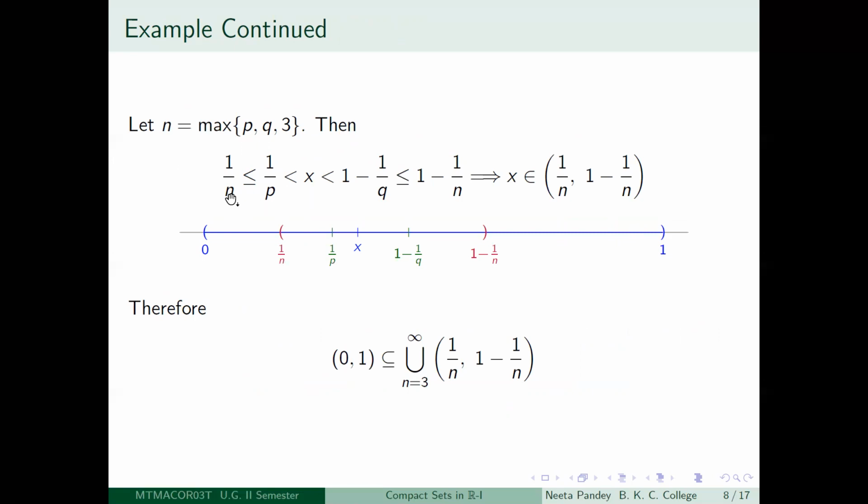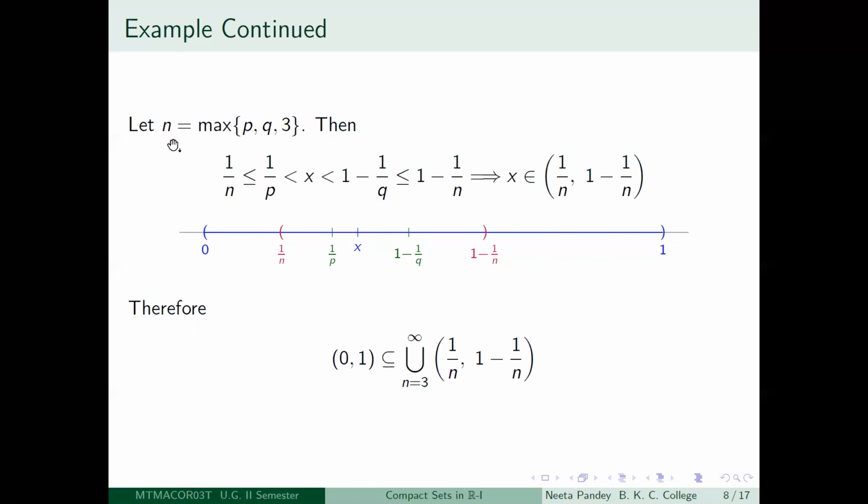So what happens to 1 by n? 1 by n becomes strictly less than x, right? I've tried to draw the figure with the necessary points only. I have left out the other points. So I have this x point in the open interval 0 to 1. By the Archimedean property, I have got this 1 by p, and I have also got 1 minus 1 by q, so that x lies strictly between 1 by p and 1 minus 1 by q.